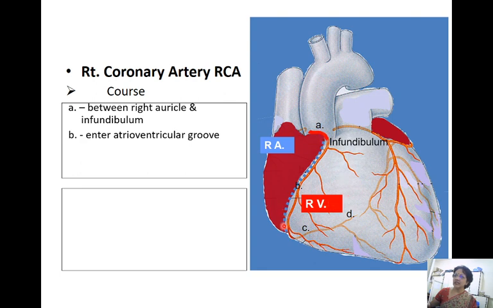So we have that groove, and the artery courses down. Then we have the inferior border. This is called the inferior.